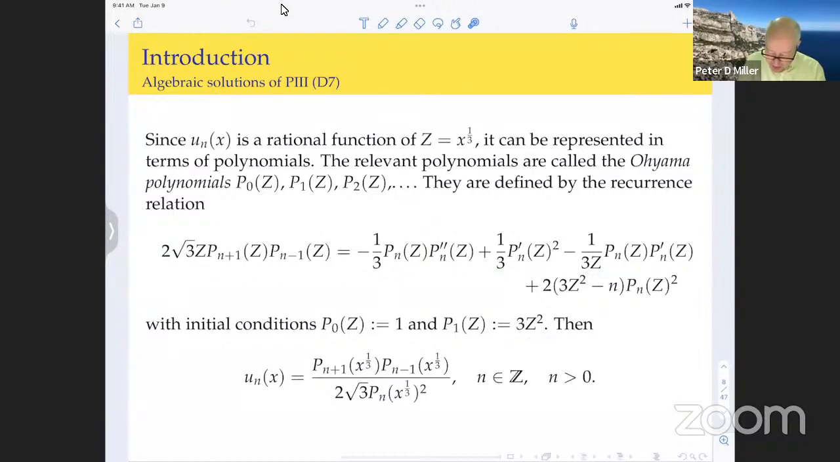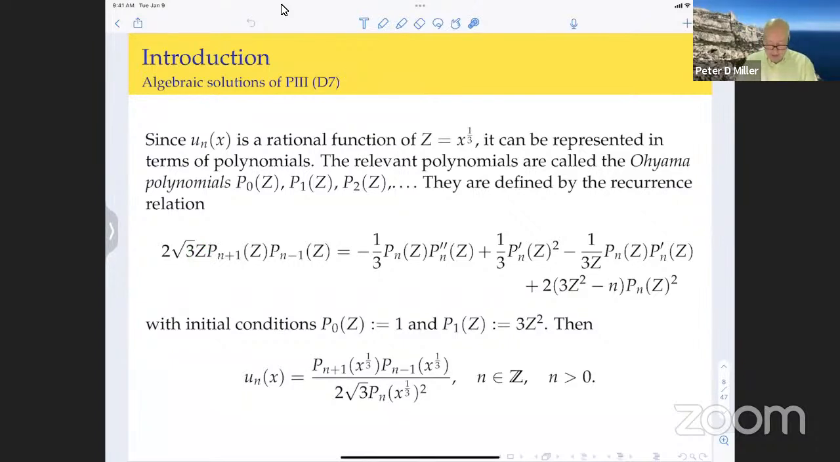And the thing about this recurrence relation is that it requires division by P_{n-1} of z. So really, it's a recurrence relation a priori on rational functions. However, it turns out that this P_{n-1} of z is always a factor of the right-hand side. And so consequently, P_{n+1} of z is a polynomial. There's another factor of z here, I forgot to say. You should divide by that too.